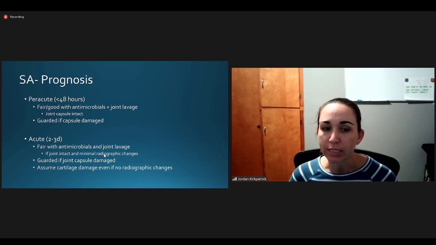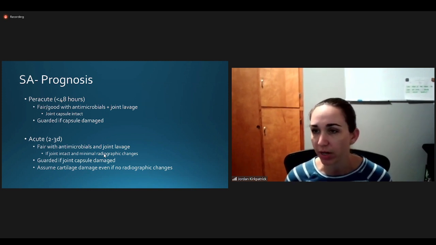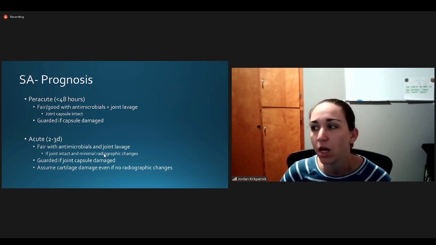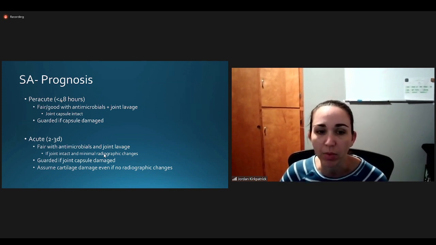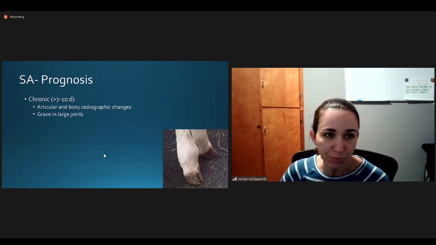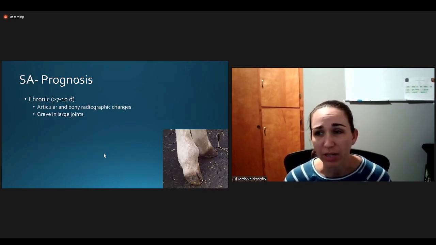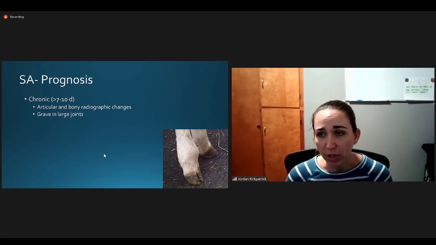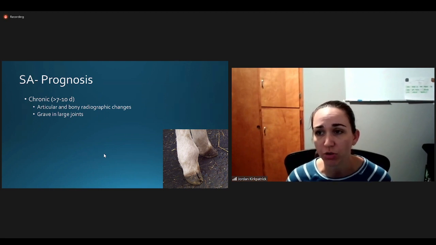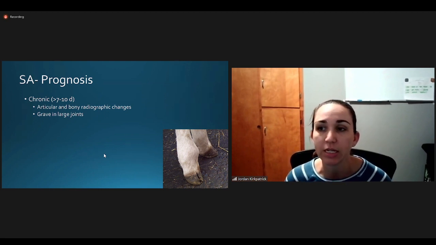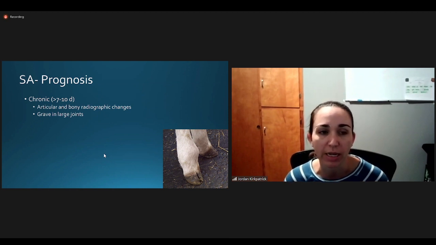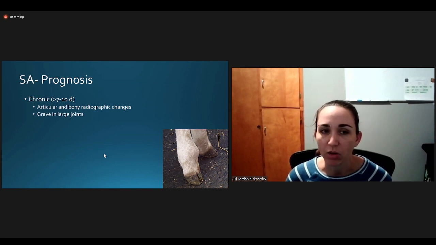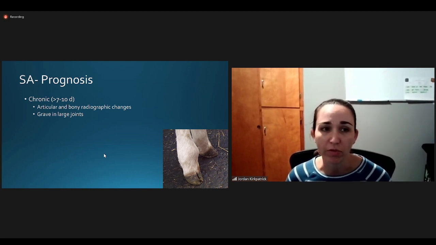And even if you don't see cartilage damage on the radiographs, you should always assume it's there at this point because the joint's been infected for a few days, and that gives the bacteria plenty of time to degrade some of the cartilage. Chronic, which is more than 7 to 10 days before treatment's initiated, there's almost always articular and bony radiographic changes. And in the large joints, that's a grave prognosis. The large joints need all of their cartilage to function appropriately, versus the lower motion joints where we can do the facilitated ankylosis and things like that, because those joints don't have to move as much.